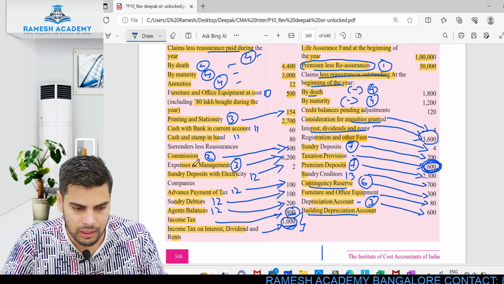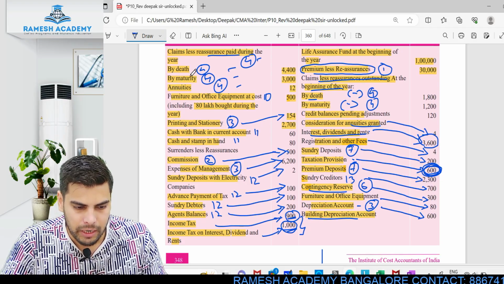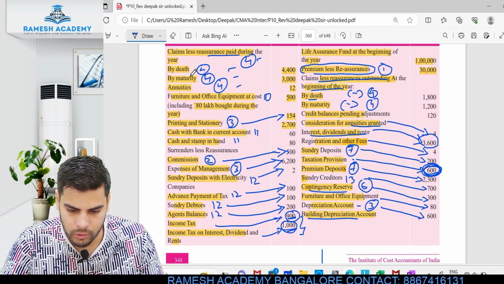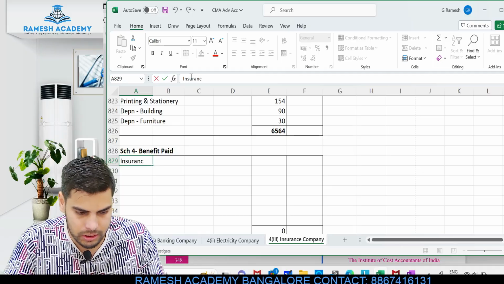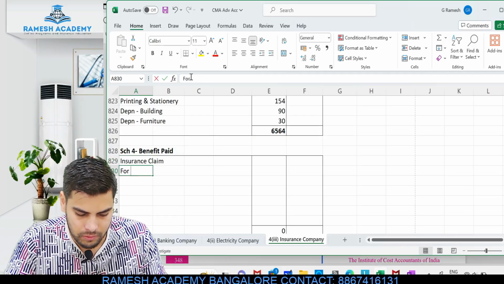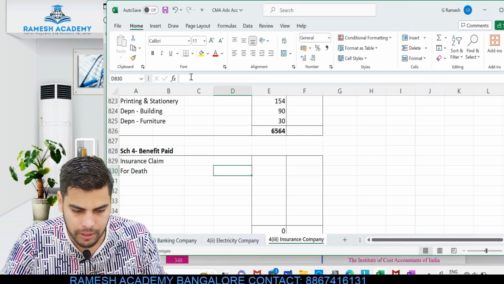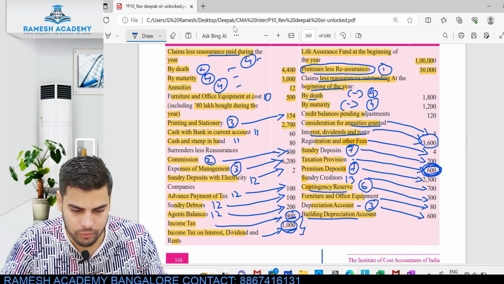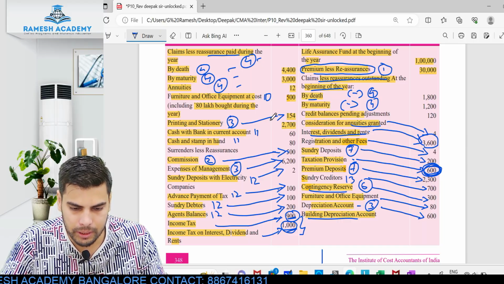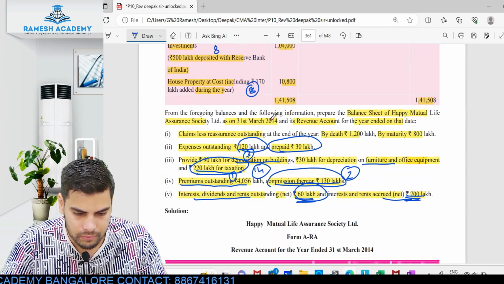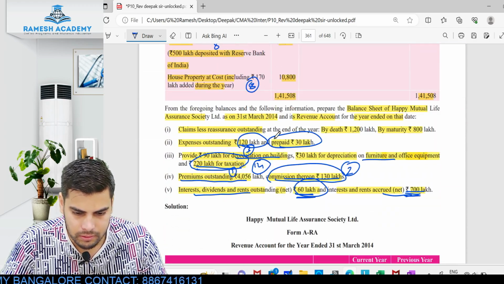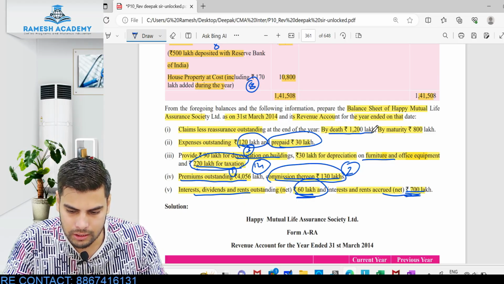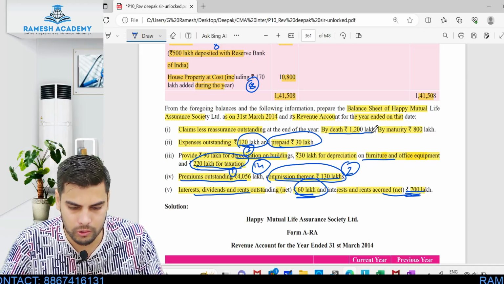First thing is benefit paid by way of death. Here, benefits paid with respect to death, insurance claim for death. How much did we pay over here? 4400 is what we paid, right? Have they given any other information relating to the same? Yes, look at this. They are telling that there is still some outstanding to the extent of 1200. So 1200 also you need to pay.